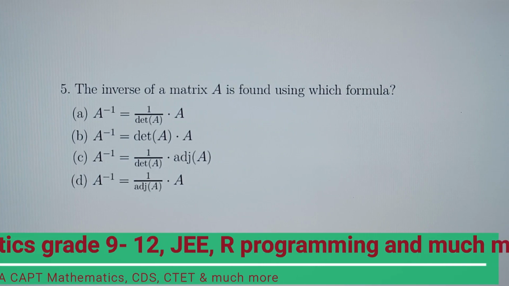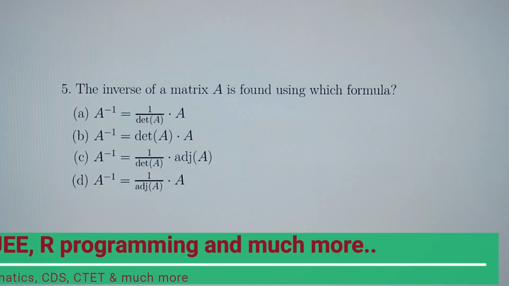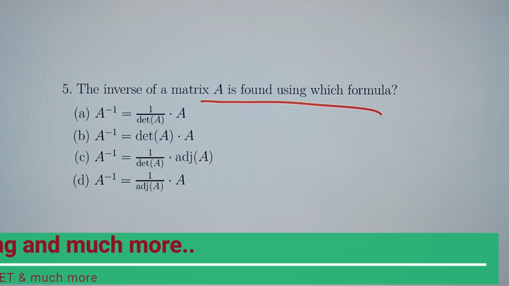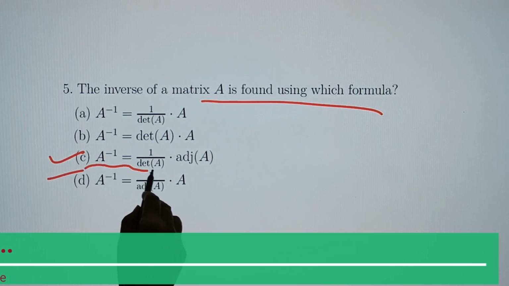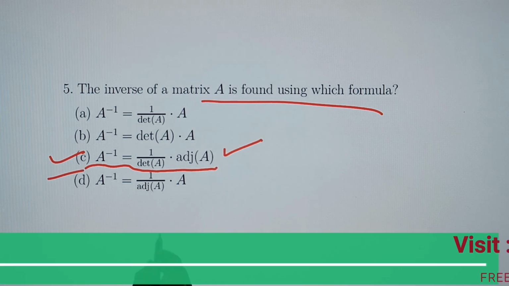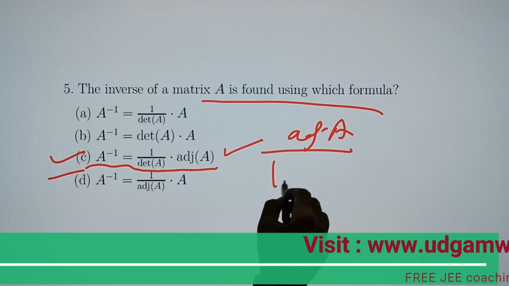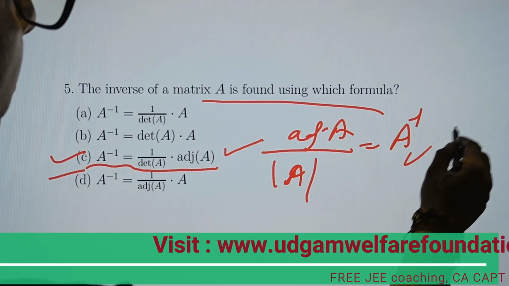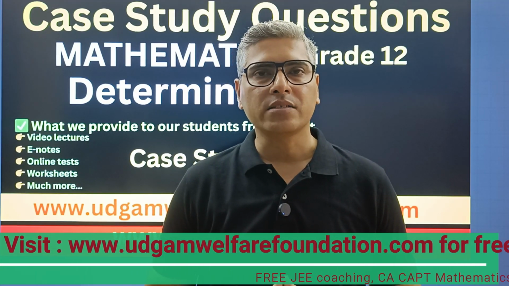So students, this is our next question. The inverse of a matrix A is found using which formula? Very simple. So what is the formula which we require to find the inverse of a matrix? That is, A inverse is equal to adjoint of A upon determinant of A. Adjoint of A upon determinant of A we require to find A inverse. Very simple. So that was the last question of our case study problems.